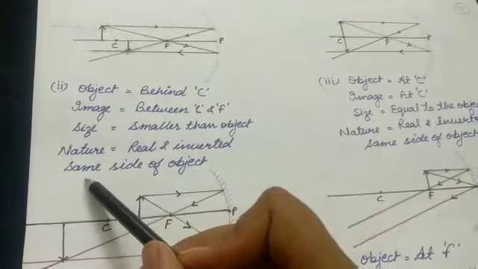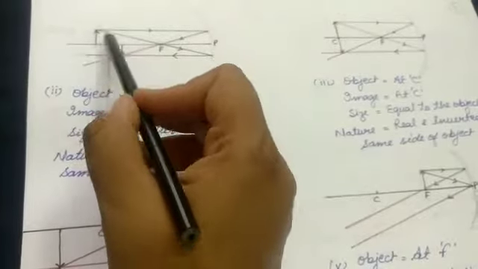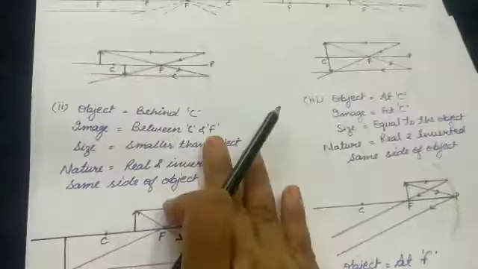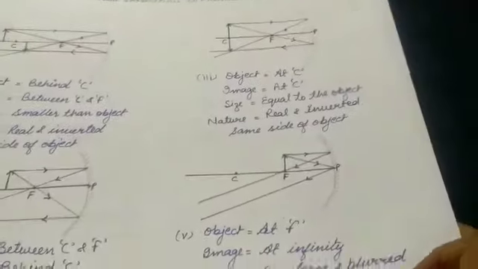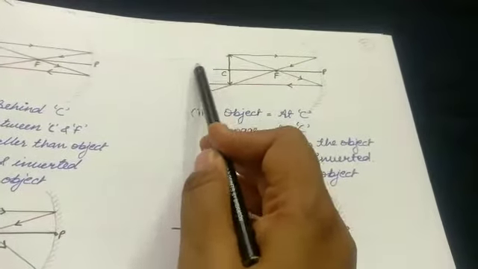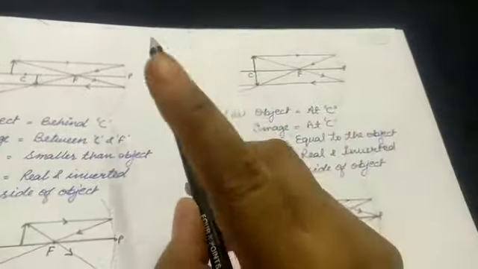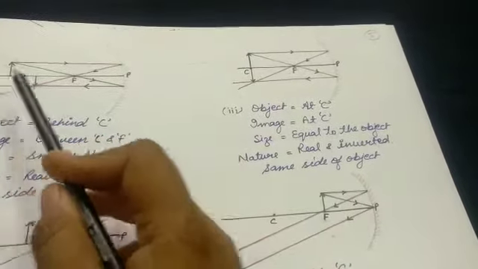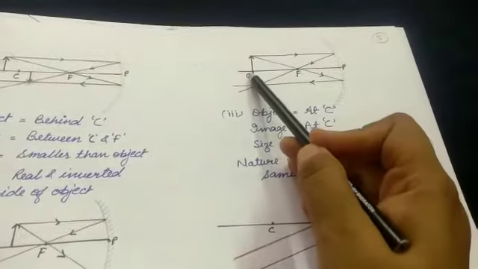And again the image is formed at the same side of the object. The object is also in front of the mirror. The image is also forming in front of the mirror. So this is the second case. Now the third case. Now we have brought the object more close to the mirror. In first case the object was at infinity. In second case it was just behind the curvature. Now in third case we are putting the object at curvature itself.